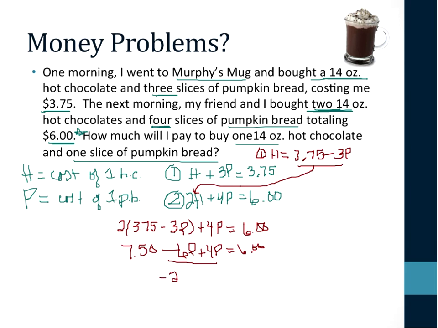A negative 6p plus 4p is a negative 2p. And if I subtract 7.50 on both sides here, I get a negative 2p equals a negative $1.50, which seems weird, but once we divide by that negative, we see that the cost of a pumpkin bread is 75 cents.